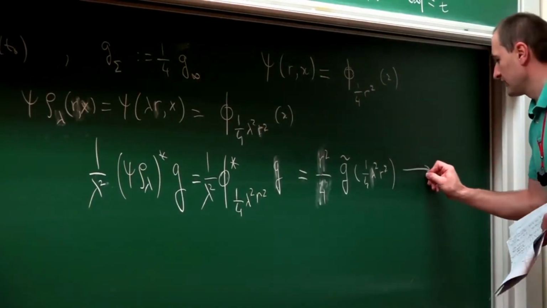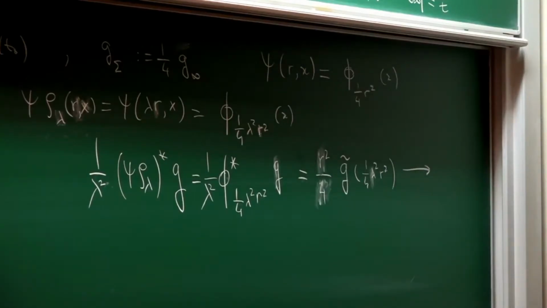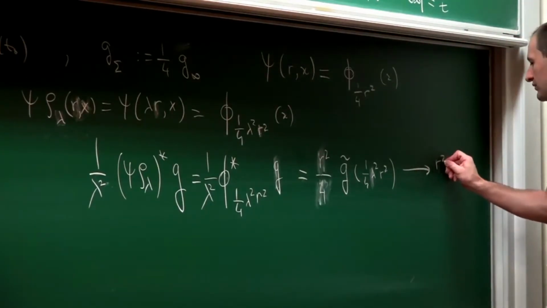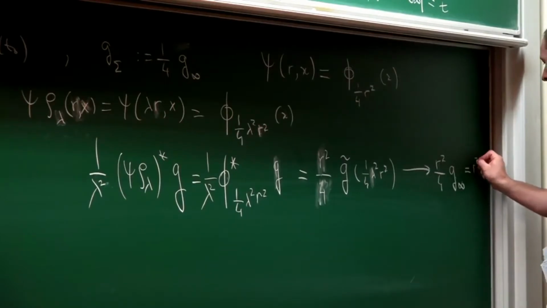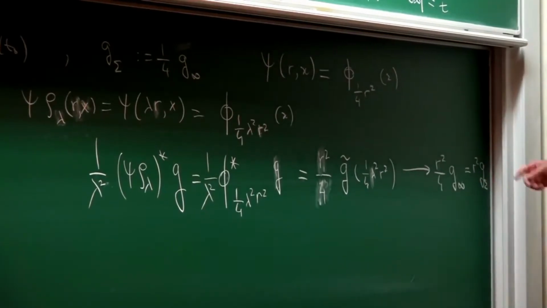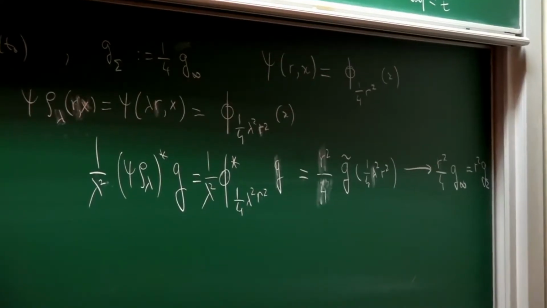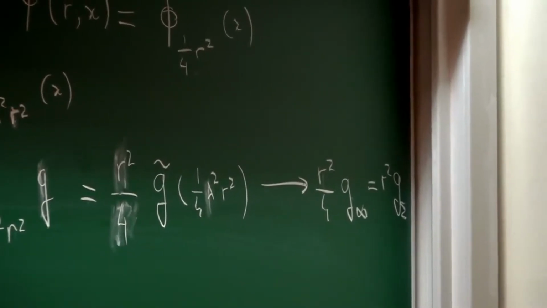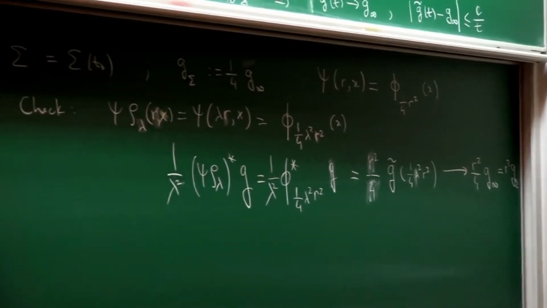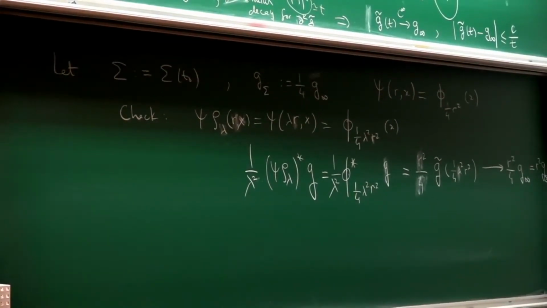And this converges, as we proved there, to r squared over 4 g infinity. My definition was that 1 over 4 g infinity is g sigma. That's why 1 over 4, because of this 4 from here. So that's exactly checking that on each level set the convergence is true. Then you can do it for arbitrary level, and on the whole manifold as well. Okay, so that's the proof.